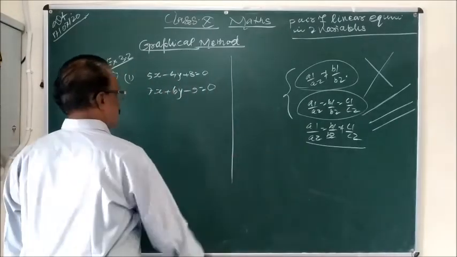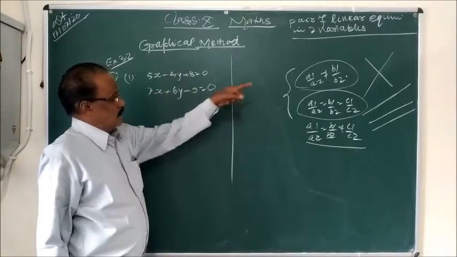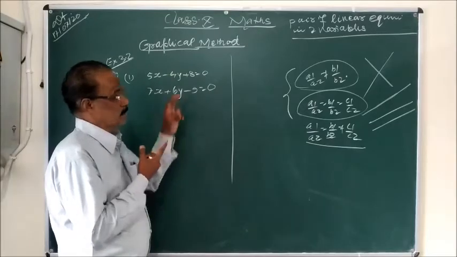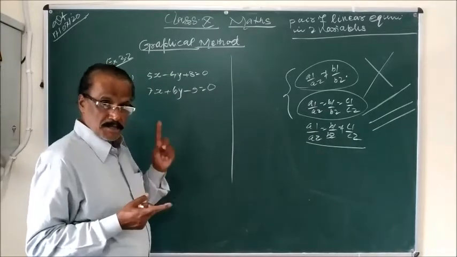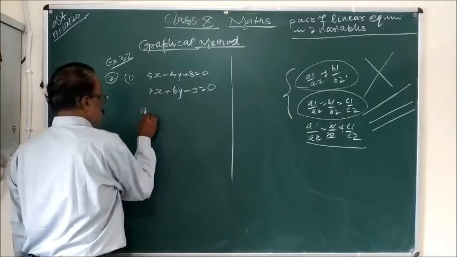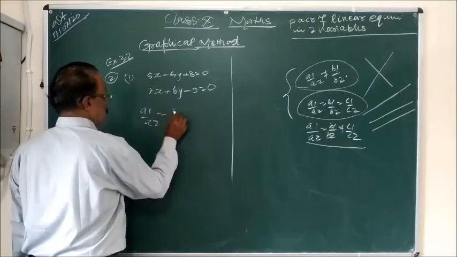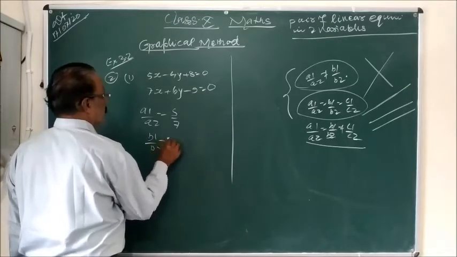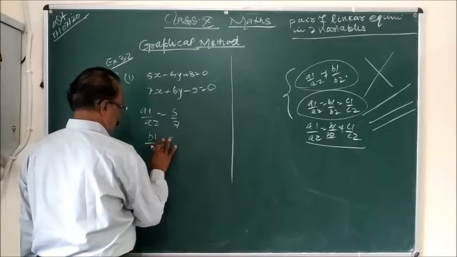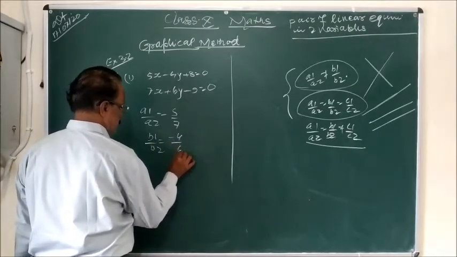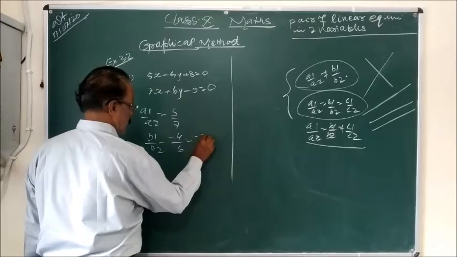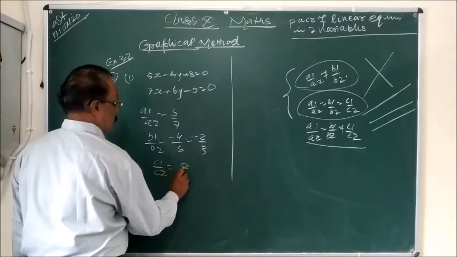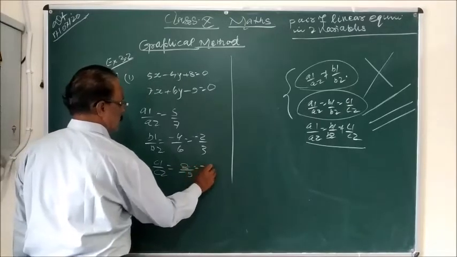Now you see, by comparing, you have to find out whether the lines, if you represent them on graph paper, will be intersecting, parallel, or coinciding, without drawing. So a1 by a2 here is 5 by 7, b1 by b2 is minus 4 upon 6, this means minus 2 by 3, and c1 by c2 is 8 by minus 9, or minus 8 by 9.